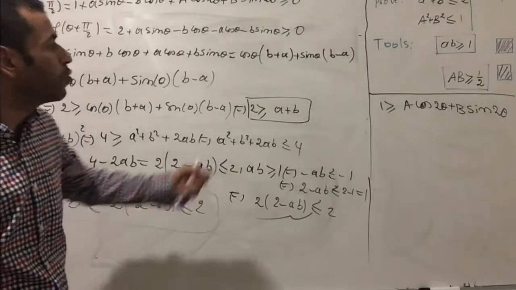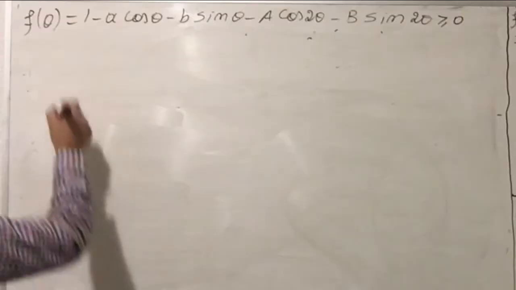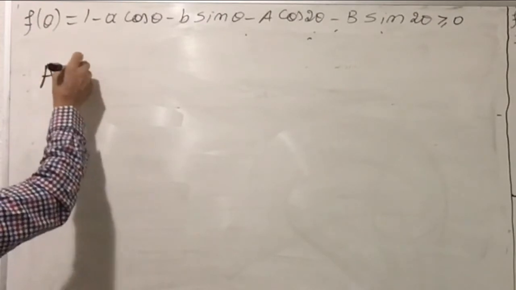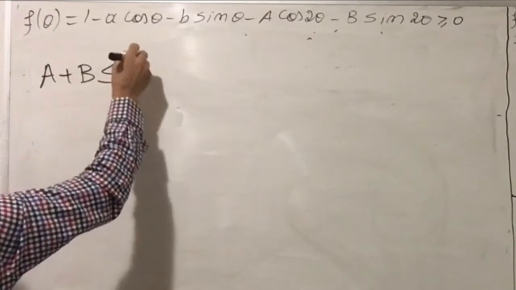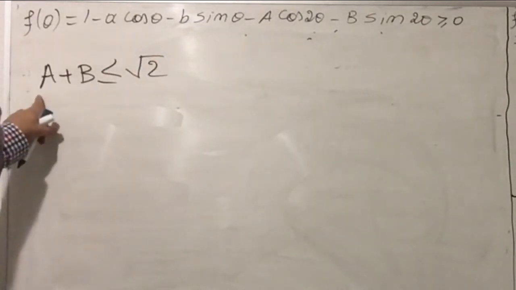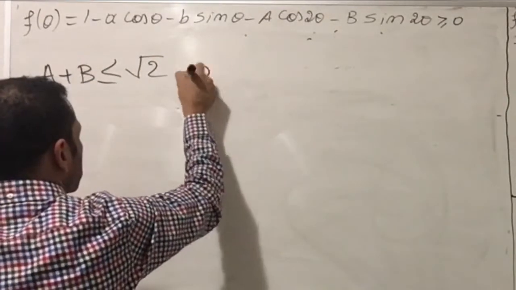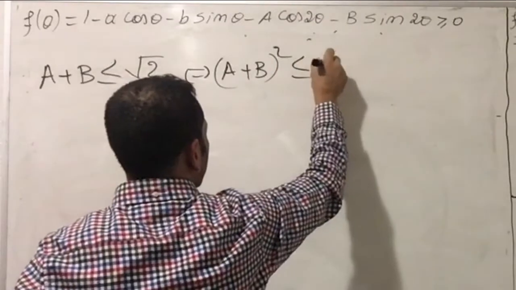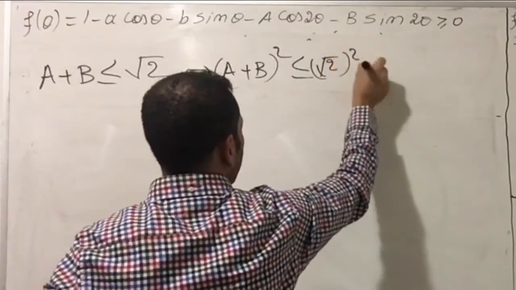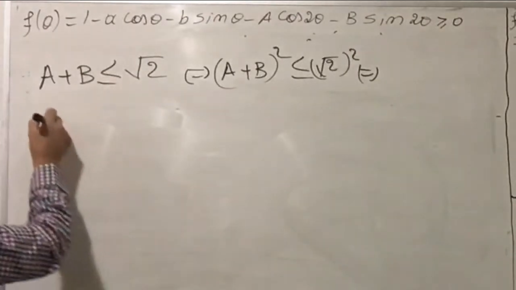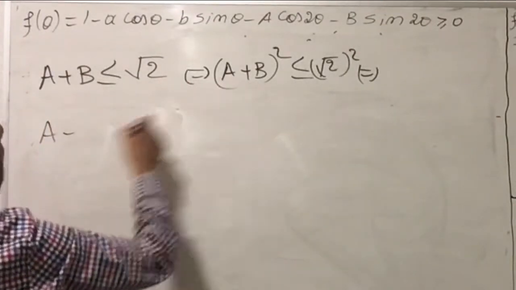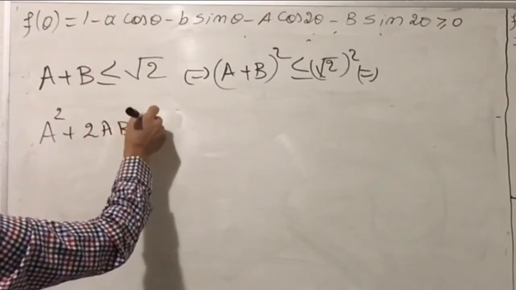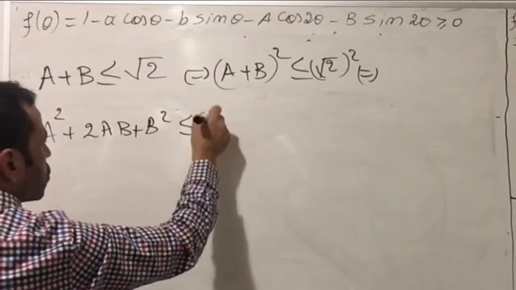I'm going to clean the board and move on to the seventh question. Okay? The seventh question is easy because we already proved A plus B inferior or equal to square root of 2. Okay? I'm going to raise the number 2 as a power on both sides. So I will have A plus B squared, root 2 squared. So we will have A squared plus 2 times AB plus B squared inferior or equal to 2.